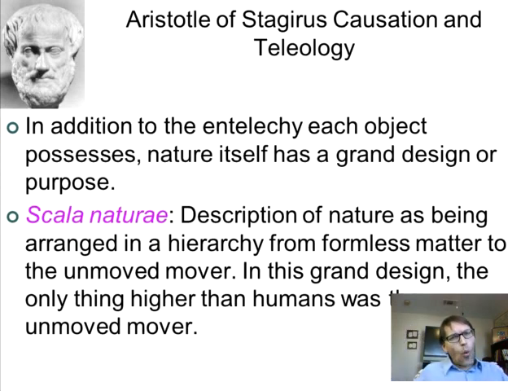But the universe wants you to fulfill your purpose, just like the universe wants that acorn to become an oak tree. The universe wants you to fulfill your calling. Okay? And so in addition to the entelechy that each object possesses independently, each oak tree, there's also a grand scale that nature wants everything to be. It's not just independent of each other. Nature is arranged in a hierarchy, okay? And this scala naturae, I can't pronounce that, right, is going to pop up an awful lot in some of the later philosophies.